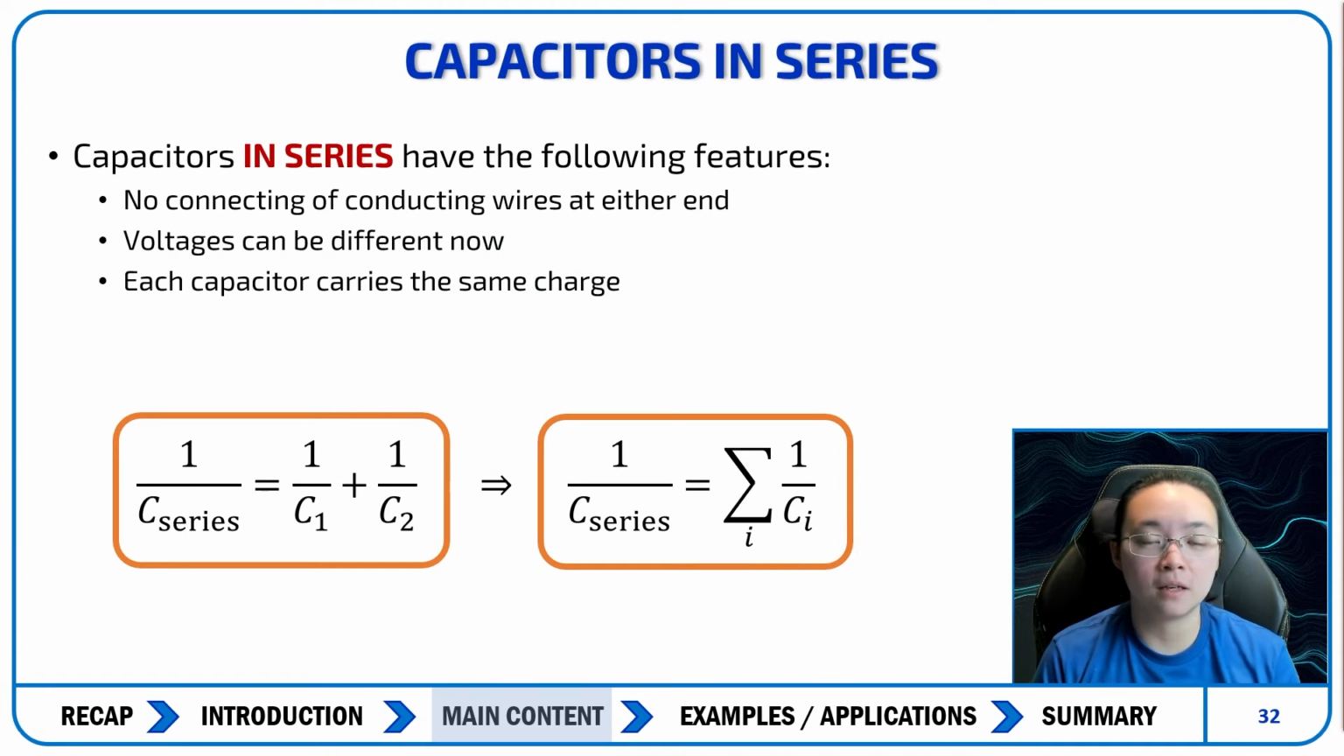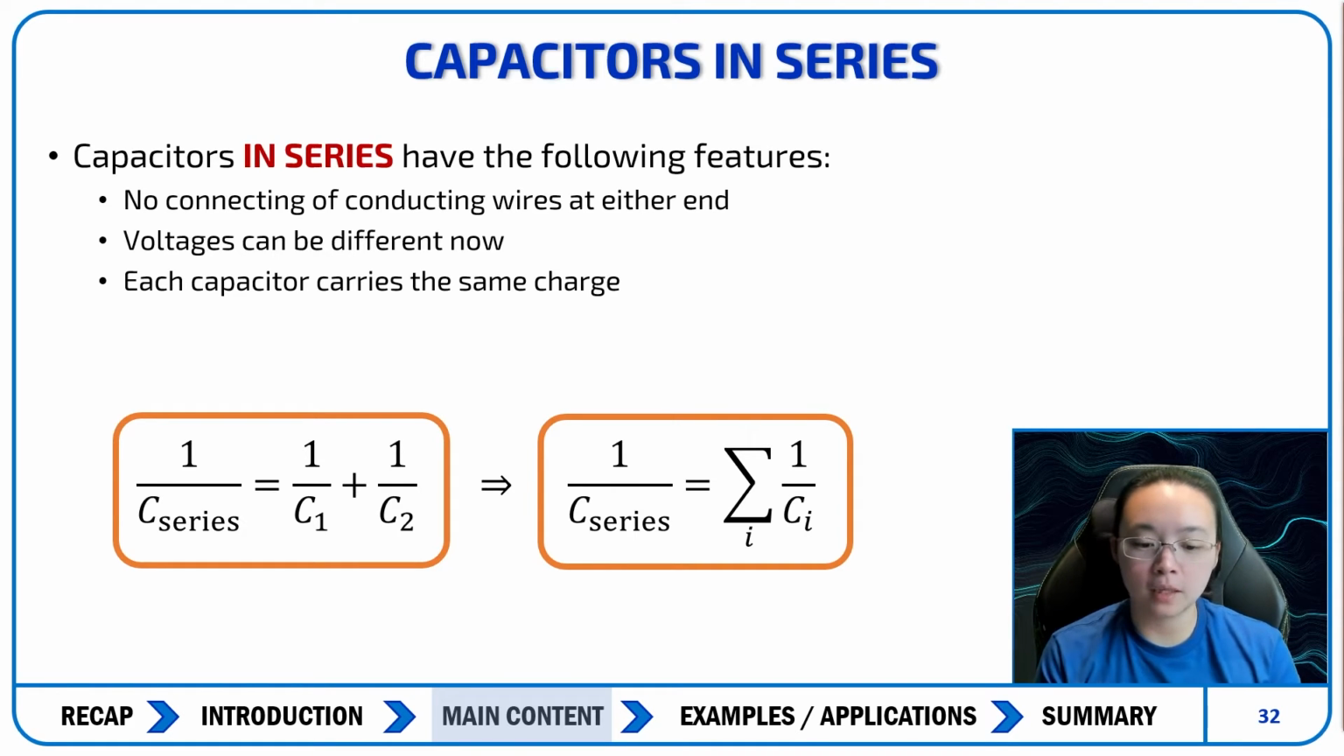So next, we talk about what happens if capacitors are connected in series. If you're connecting capacitors in series, they're going to have the following features. There's no more connecting of the conducting wires at either end. They're just strung along in series. This means the voltages are most likely going to be different. And each capacitor is going to carry the same charge because the same amount of charge will flow through the capacitor from one end to the other.